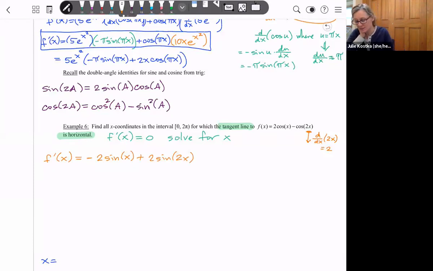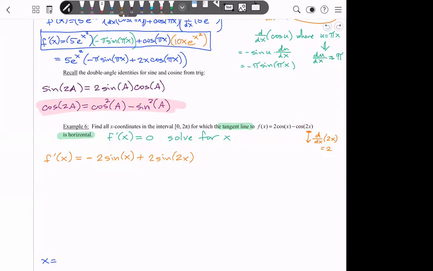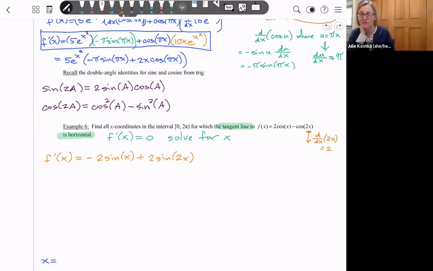Well, how come she wrote those identities up there and didn't use them? I could have used this in place of that. I didn't want to, because then I would have had chain rule here and chain rule here. And trust me, it would get worse if you do it that way. I want to wait and make the problem bigger only when I see that I have to. So far, I didn't have to. But they told me to set this equal to 0. Okay, so let's do that. Negative 2 sine of x plus 2 sine of 2x equals 0.